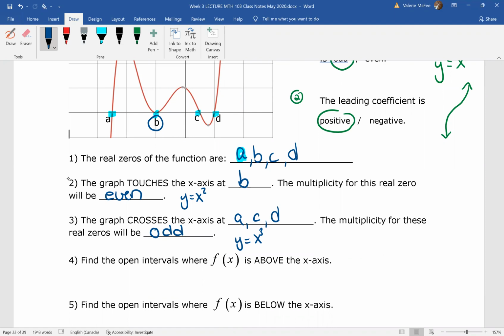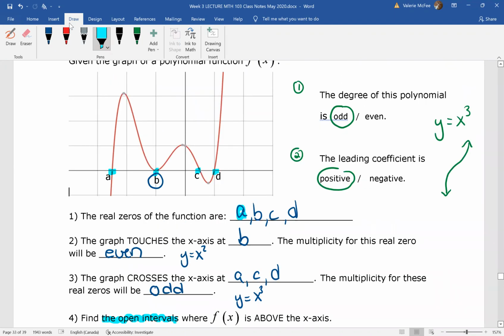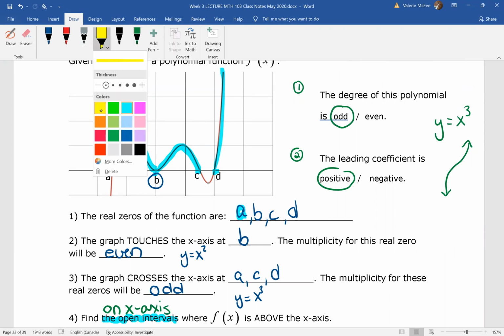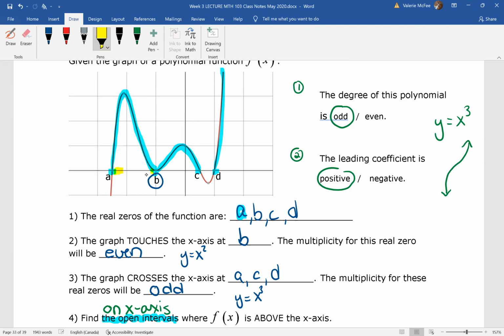Sometimes you're going to be asked to find an open interval where the function is above the x-axis. So let's look at the picture of this graph here. I see that it's above the x-axis here, here, and here. But remember, when we're talking about the intervals, we're talking about intervals on the x-axis. So where is it above 0 on the x-axis? Well, it's above 0 from A to B, from B to C, and from D to infinity.